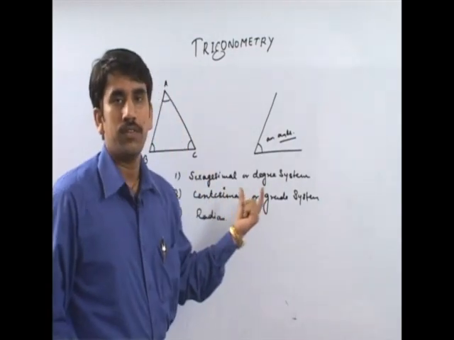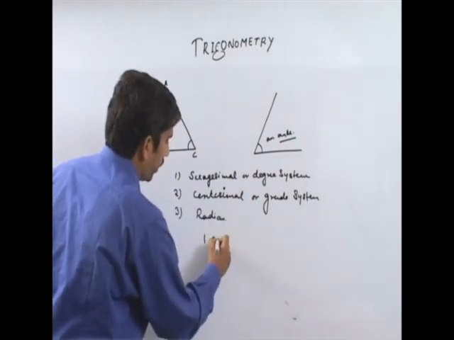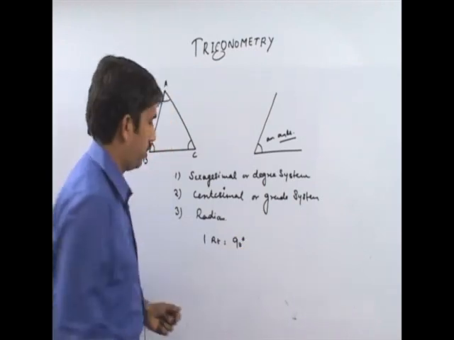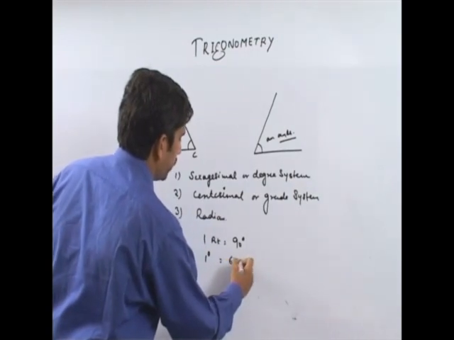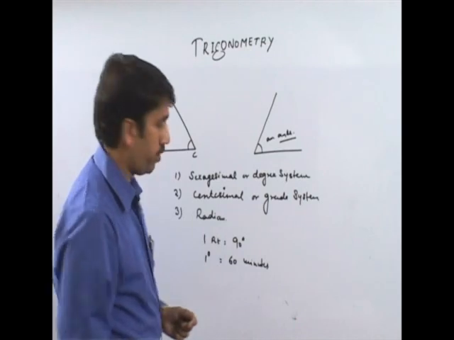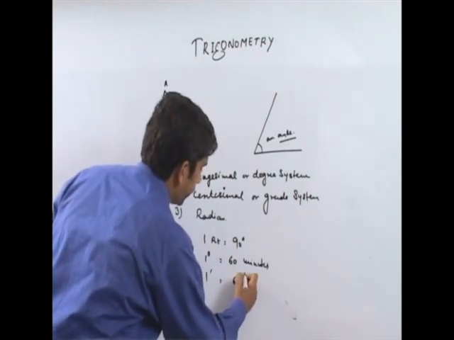In the sexagesimal system or degree system, we take one right angle equal to 90 degrees, and 1 degree is equal to 60 minutes and 1 minute is equal to 60 seconds.